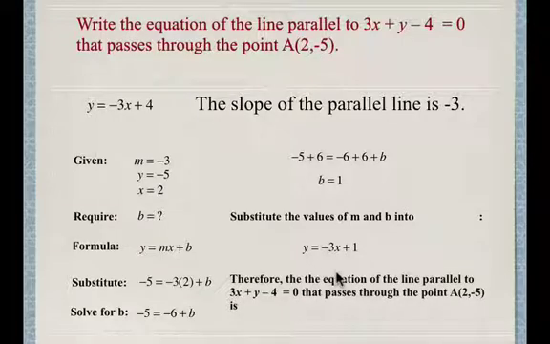So therefore the equation of the line parallel to 3x plus y minus 4 equals 0 and passes through the point (2, negative 5) is y equals negative 3x, where negative 3 is our m, plus 1, which is our b.